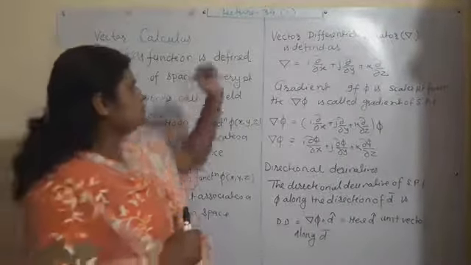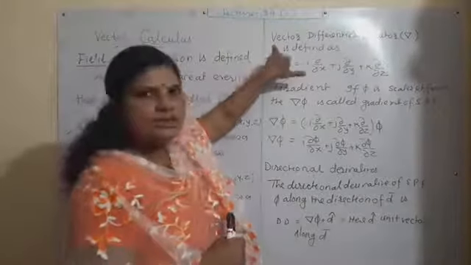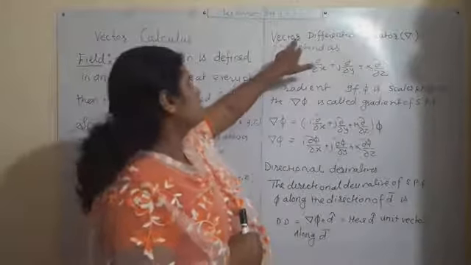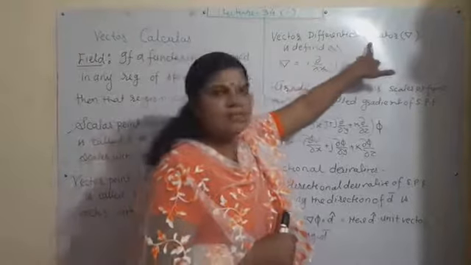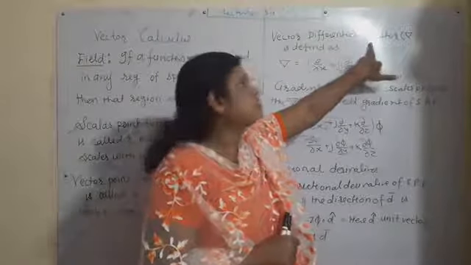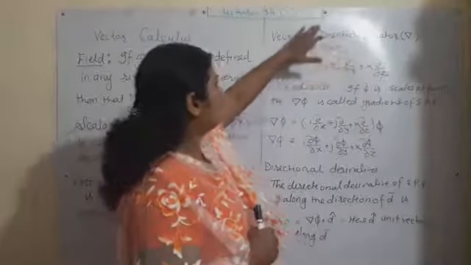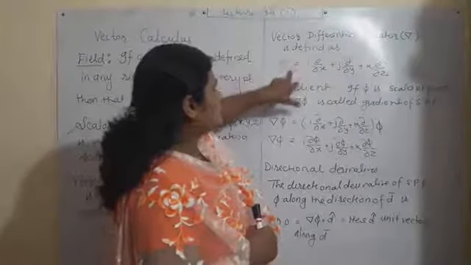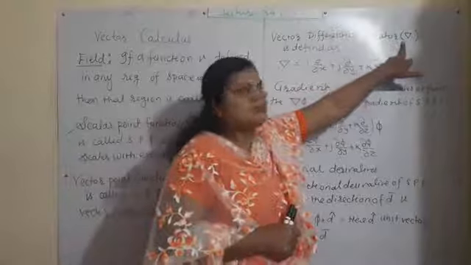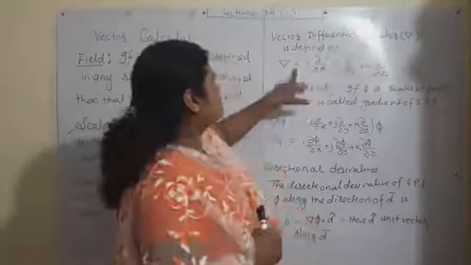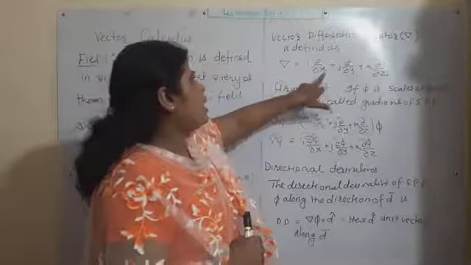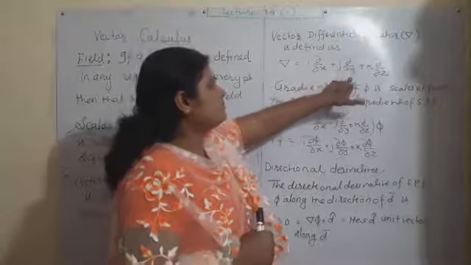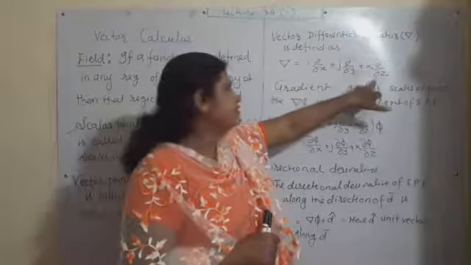So that is the definition. Then there is an operator regarding vectors, called the vector differential operator, which operates on a scalar point function or a vector point function. That operator is called del, and it is defined as del equals i del by del x plus j del by del y plus k del by del z.